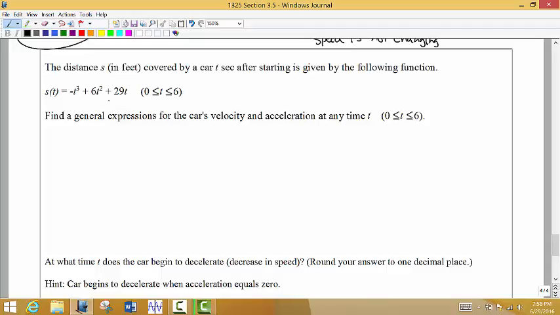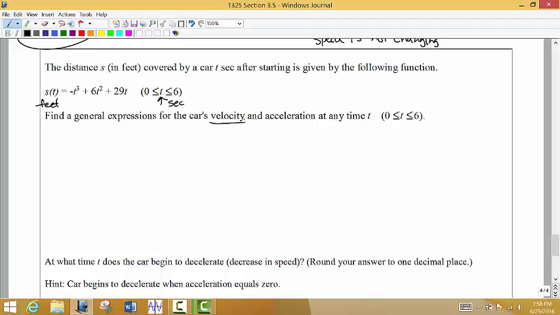So this is what we call a position function. This is telling me the feet that I've gone, so feet that I've traveled. Okay, so it tells me how many feet I've traveled, and t represents the number of seconds. So between 0 and 6 seconds, this function tells me how far my car has traveled. It says find a general expression for the car's velocity and the acceleration at any time t.